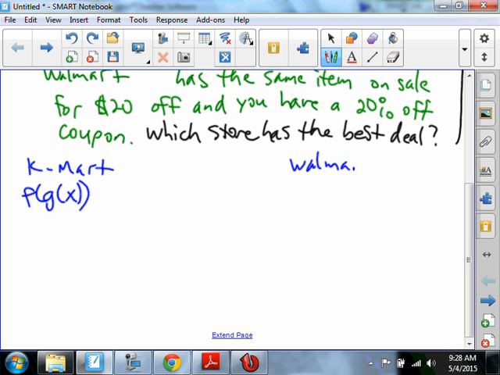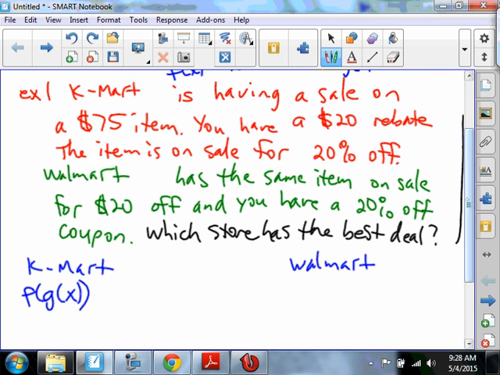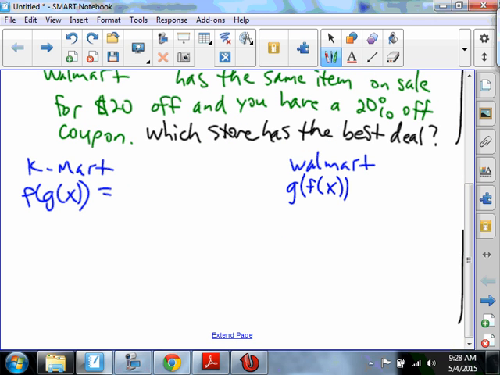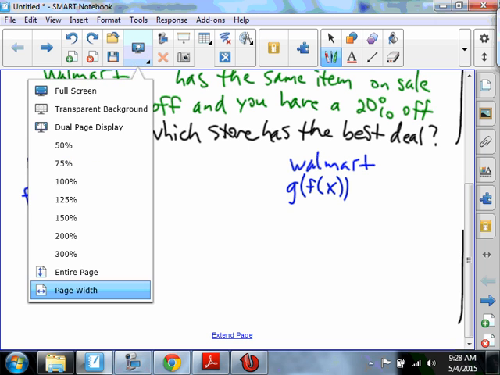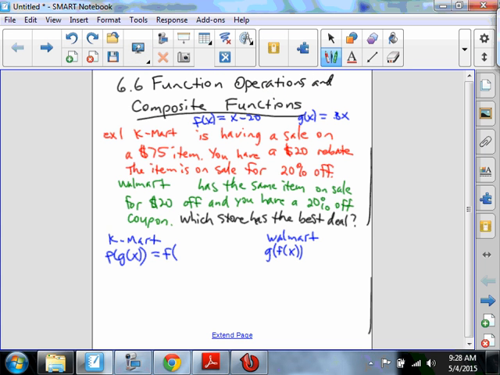And Walmart would be g of f of x, right? So f of g of x is going to be f of 0.8x, which is going to be 0.8x minus 20. And Walmart's going to be g of x minus 20, which is 0.8 times x minus 20, like that, right? I got that going on the right way there. So this is 0.8 times x minus 20.